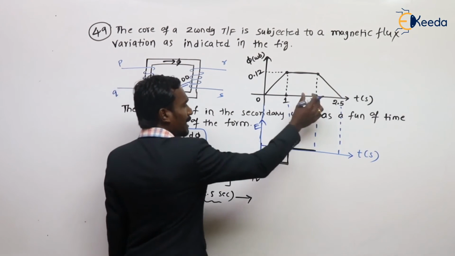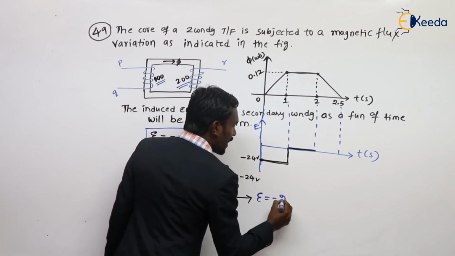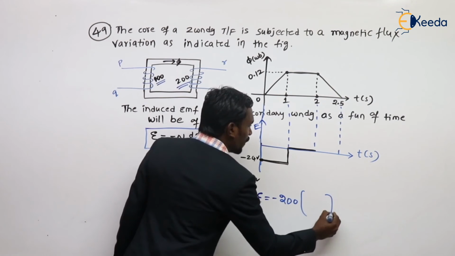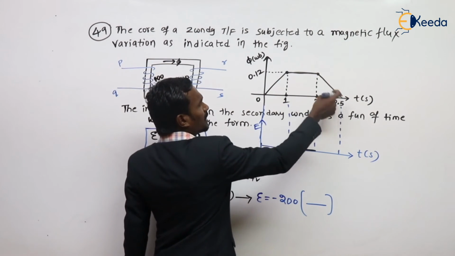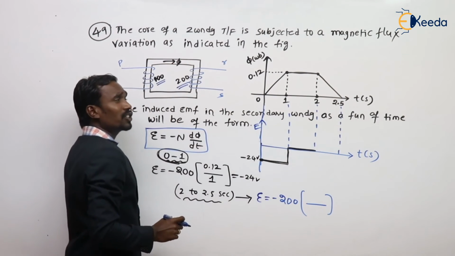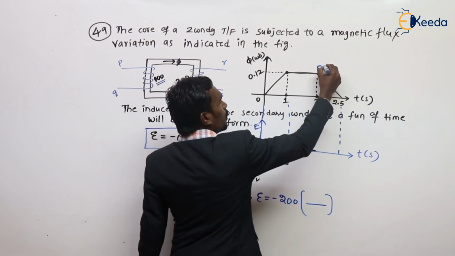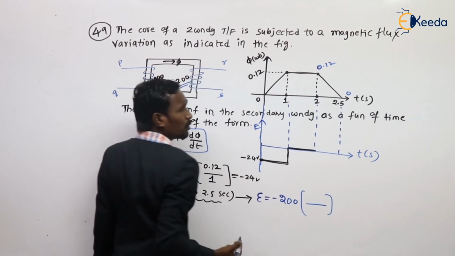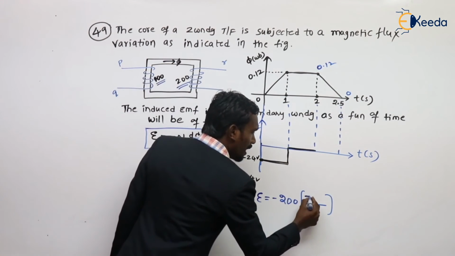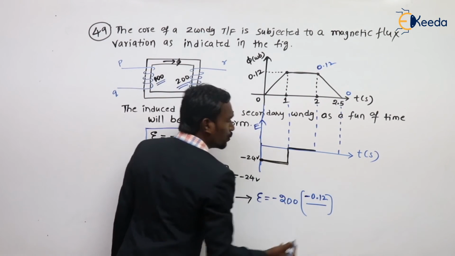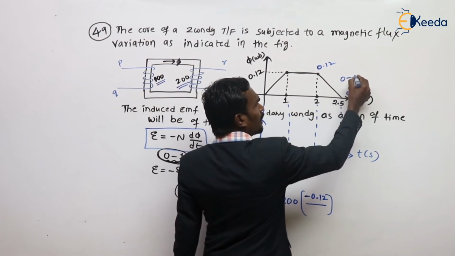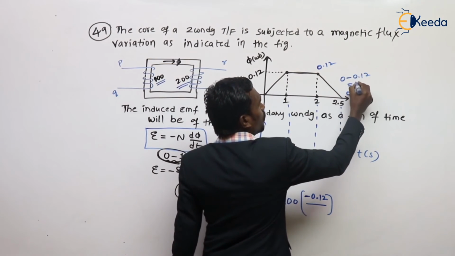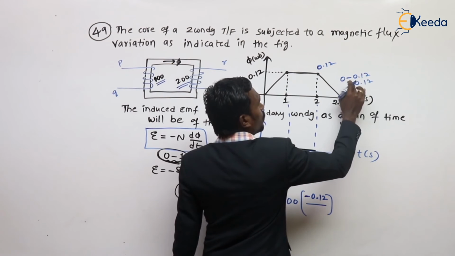In this period, E is equal to minus n into d phi by dt. What is the change in flux here? The change in flux is from 0.12 to 0. So the change in flux is minus 0.12, because the change is nothing but 0 minus 0.12, which is minus 0.12.